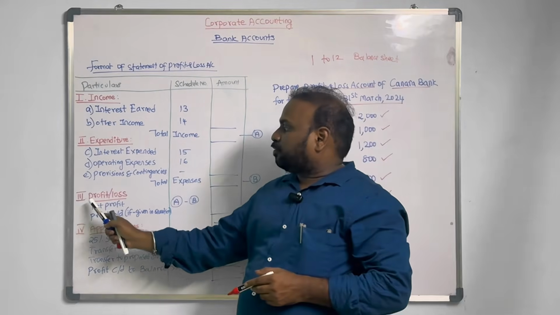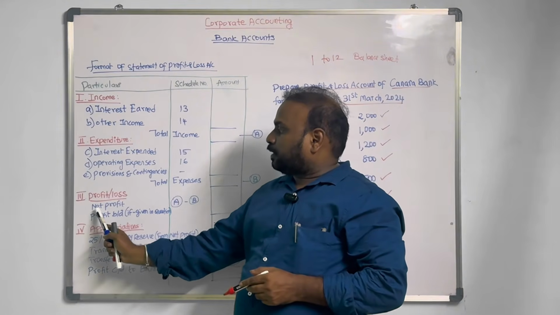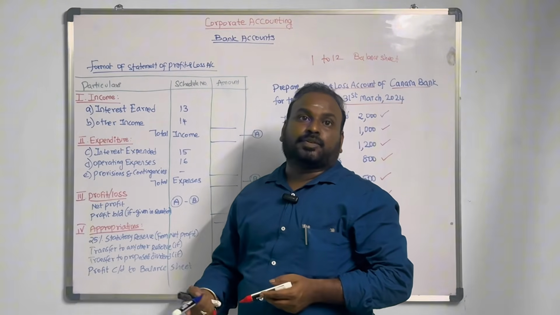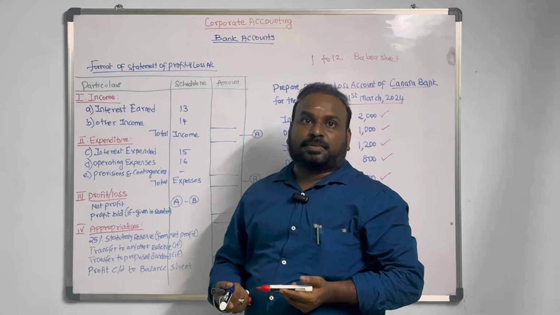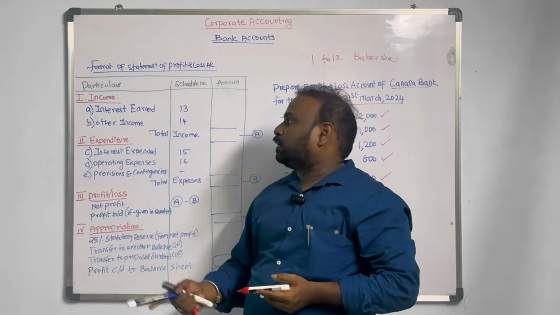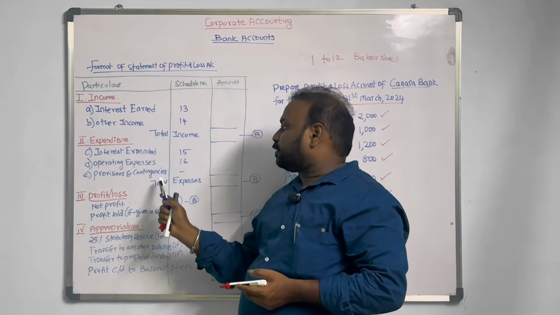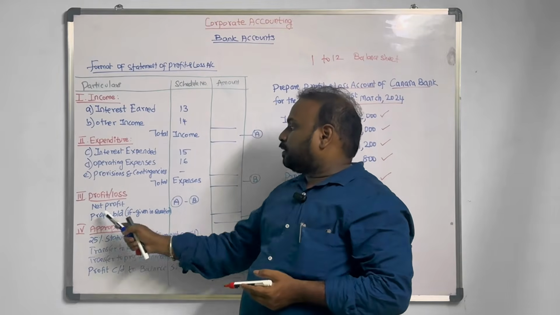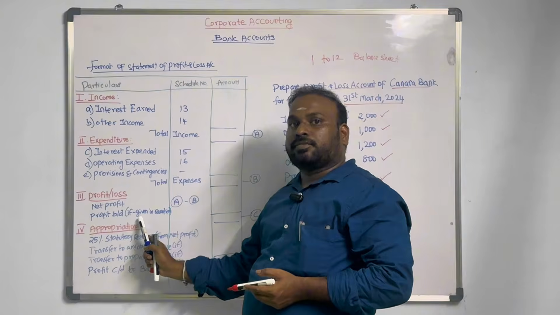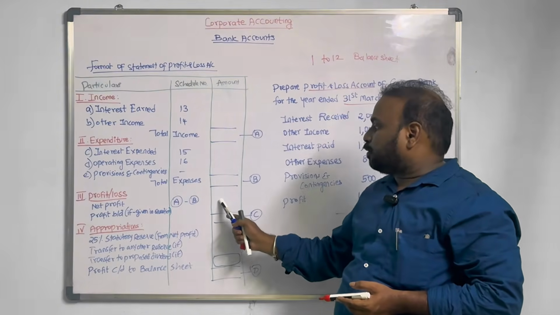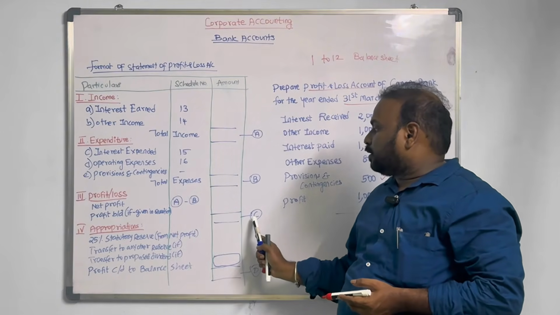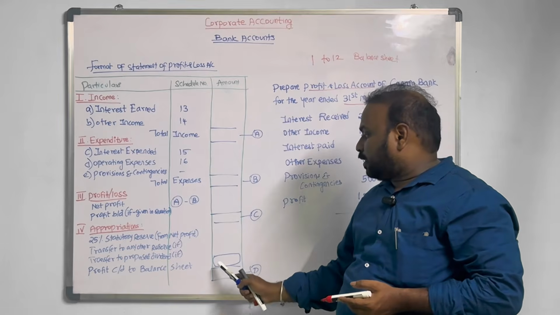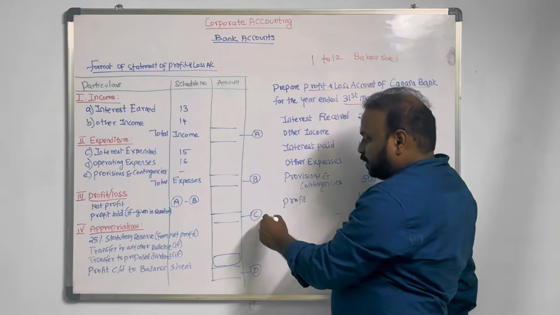Then Roman letter 3, profit or loss. We have to calculate net profit. How will you calculate net profit? Usually income minus expenses, and the same thing we follow here. The total income is A, total expenses is B, so net profit equals A minus B. Then profit brought down: if it is given in the question, we bring it here. Then we add and get C. The total of C and the total of D must be the same.